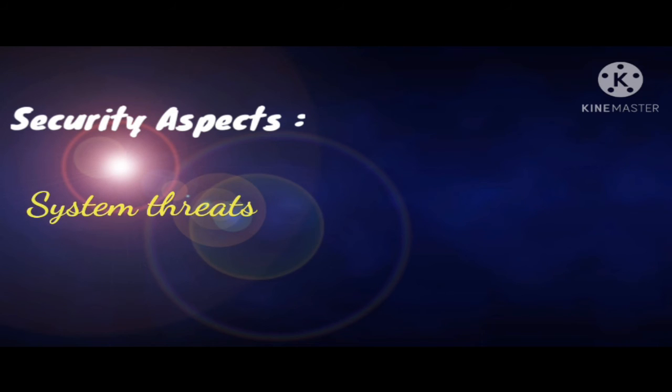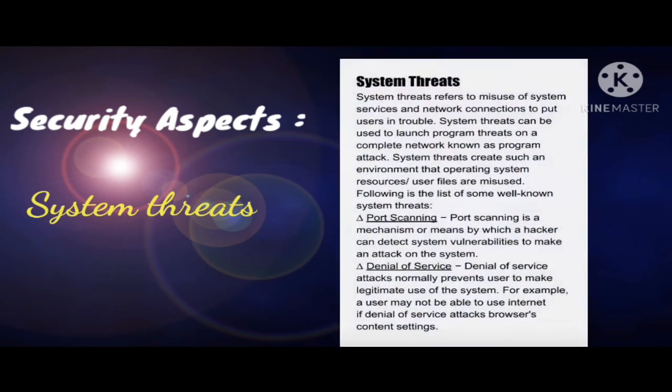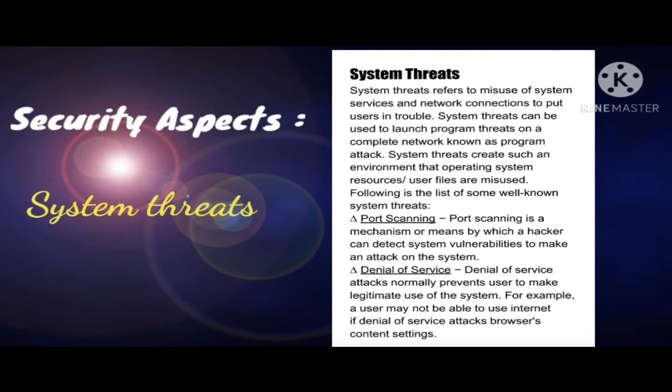Securing aspect number 4. System threats. System threats refers to misuse of system services and network connections to put users in trouble. System threats can be used to launch program threats on a complete network known as program attack. System threats create such an environment that operating system resources or user files are misused. Following is the list of some well-known system threats.